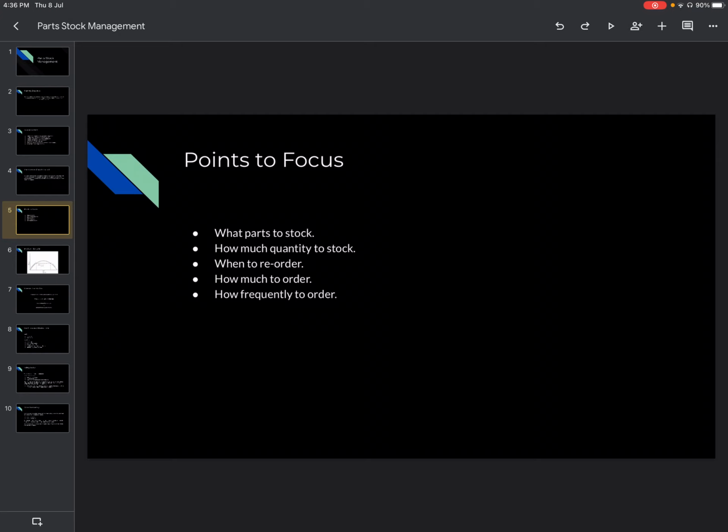So this is what we're going to go through, inshallah. And how much to order: how many parts to order as per its movement, as per its demand, as per its cost, as per the delivery cost, as per the stocking cost. We're going to go through all these factors, and we're going to understand what is the science behind that. What are the factors that we need to keep in mind?